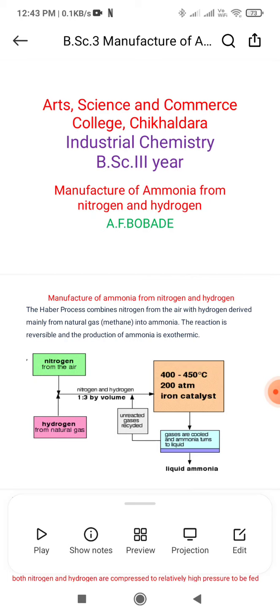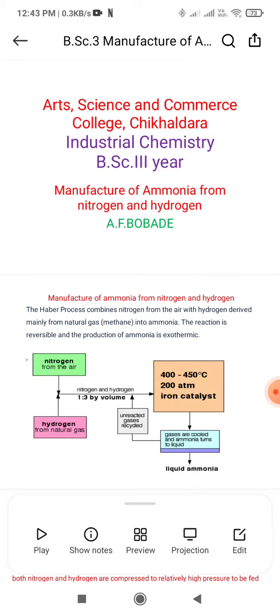Nitrogen is recovered from the air as the cheapest source of nitrogen, and hydrogen is recovered from the cracking of the methane from the natural gas that we utilize for the manufacturing of ammonia.